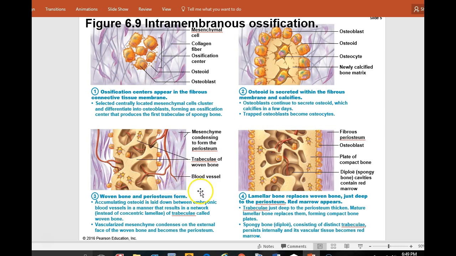In this stage, you can see that as the trabecular bone is being formed, we're also starting to vascularize, and you're also starting to form a periosteum, that protective layer that exists around the bone. Deep to the periosteum, then the compact bone starts to be formed.